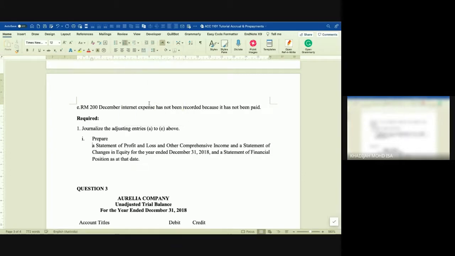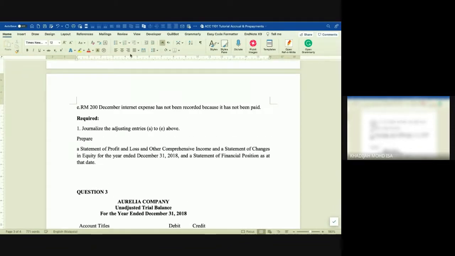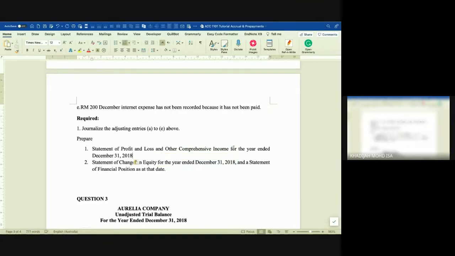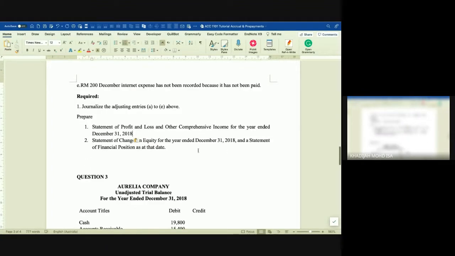One is a statement of profit and loss account and comprehensive income. Number 2 is a statement of changes in equity for the year ended 31st December. So this phrase is the same: for the year ended 31st December 2018.